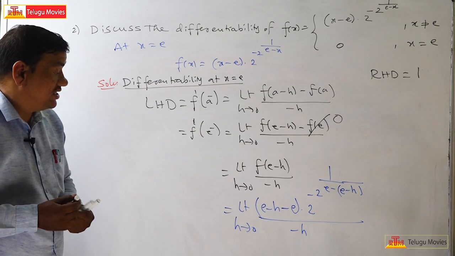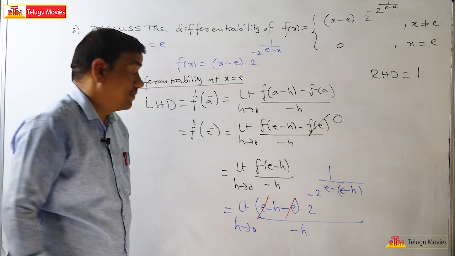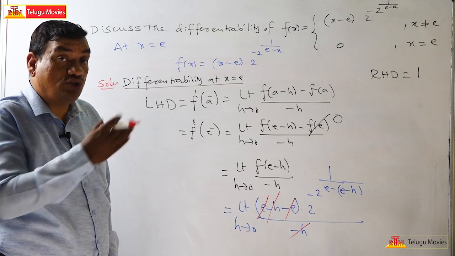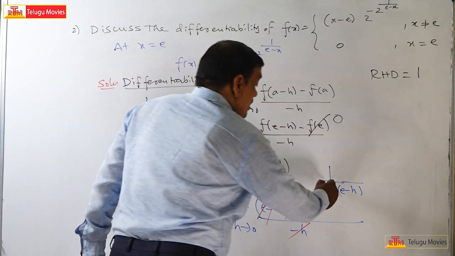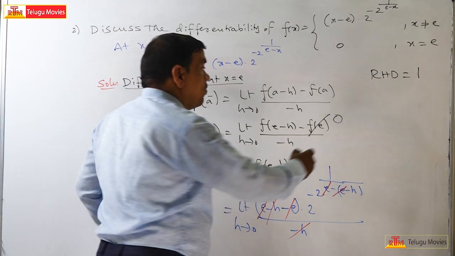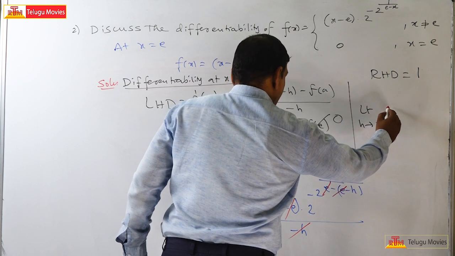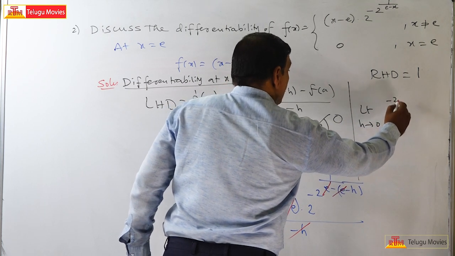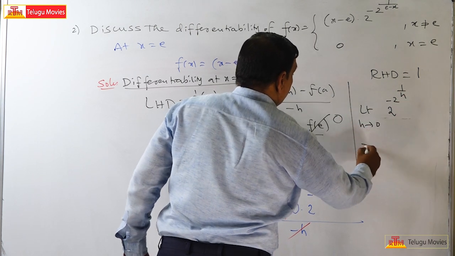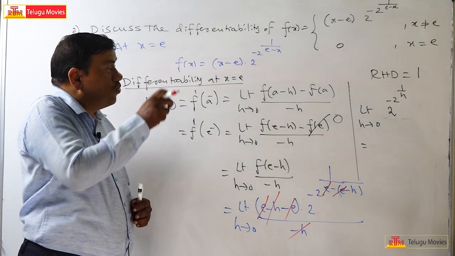Now any more cancellations? See here, plus e minus e cancel. Minus h cancel. Why? Because as h value approaches 0, h is not equal to 0. Here also plus e minus e cancel. Ultimately what remains? Limit h tends to 0, 2 to the power of minus 2 to the power of 1 by h, divided by nothing. So that's all.